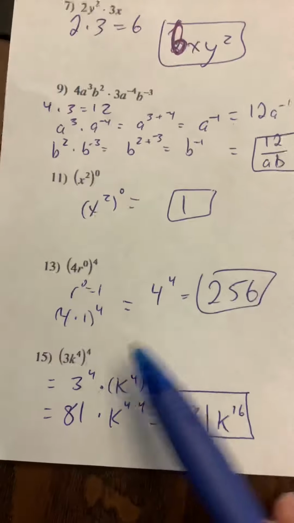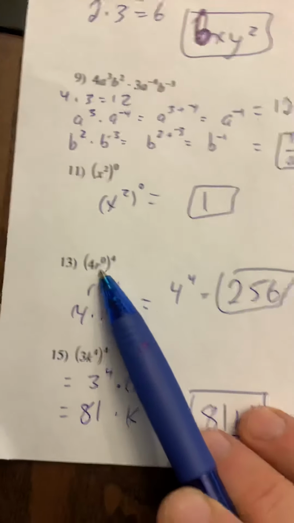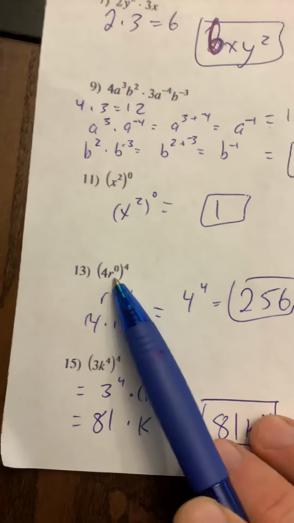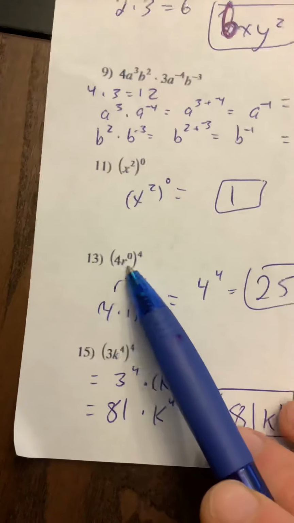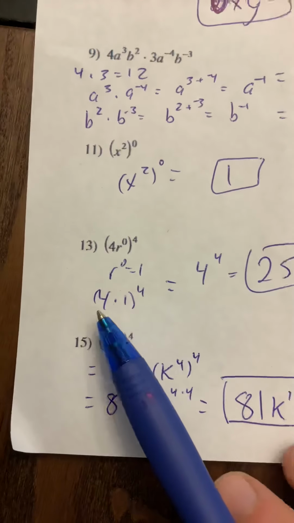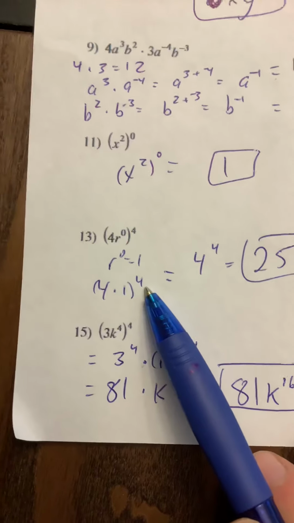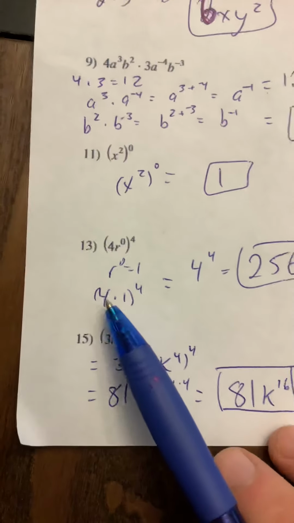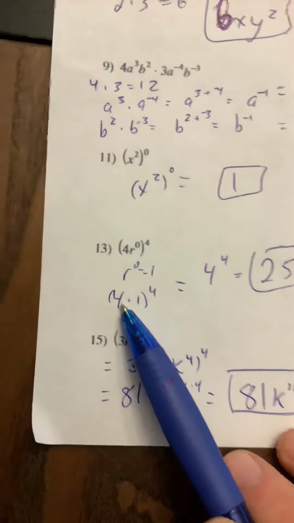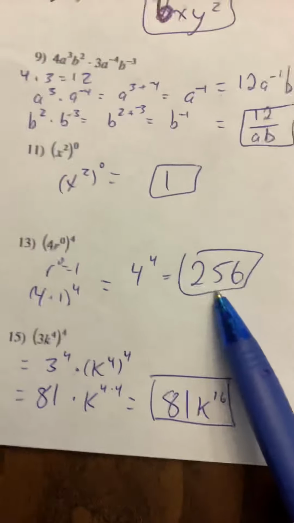For number 13, similarly, anything to the power of 0 is 1. However, what's being raised to that power of 0 is just the r. So it's 4 times, well, r to the 0 is 1, gives us 4 times 1. And then that's being raised to the fourth power. Our order of operations tells us we do what's inside the parentheses first. 4 times 1 is just 4. And 4 to the fourth power is 256.